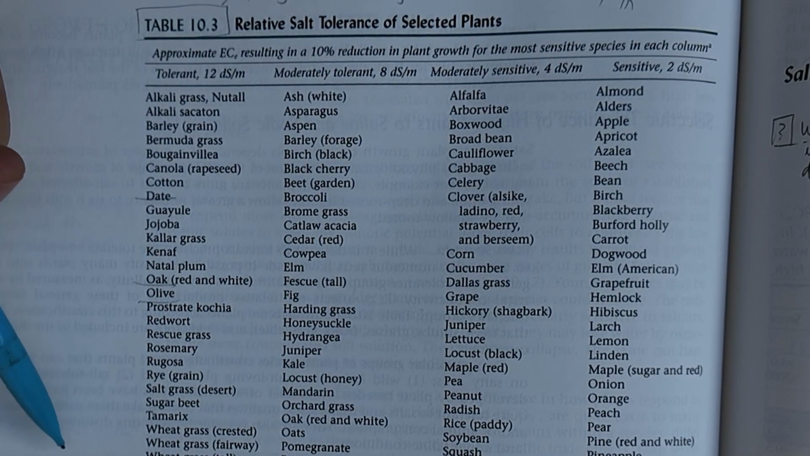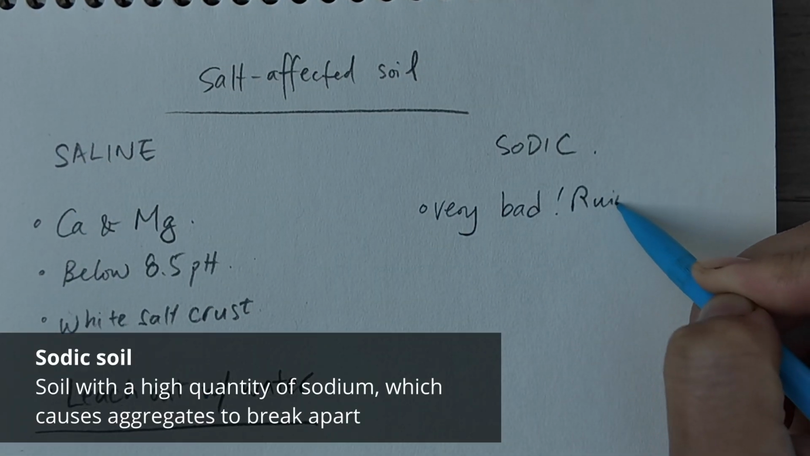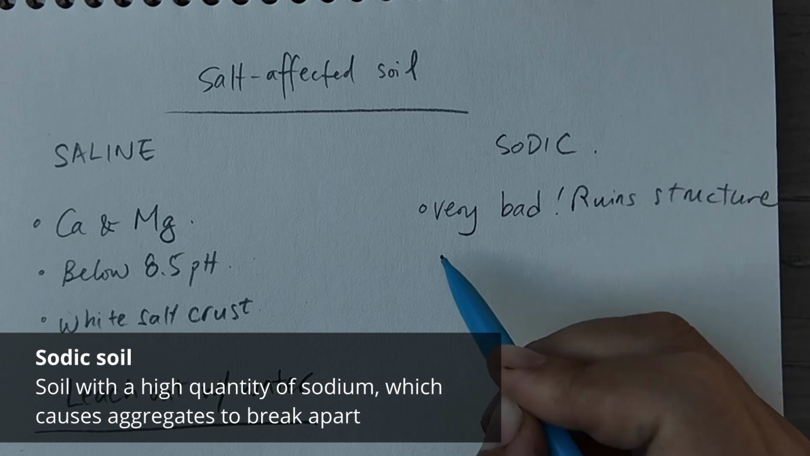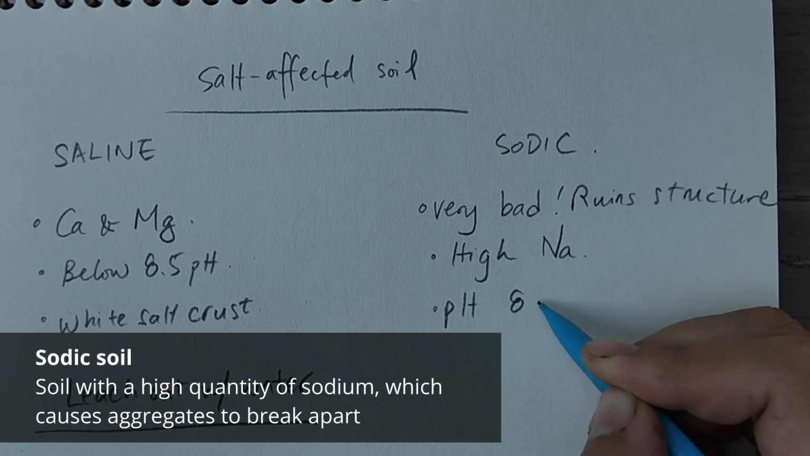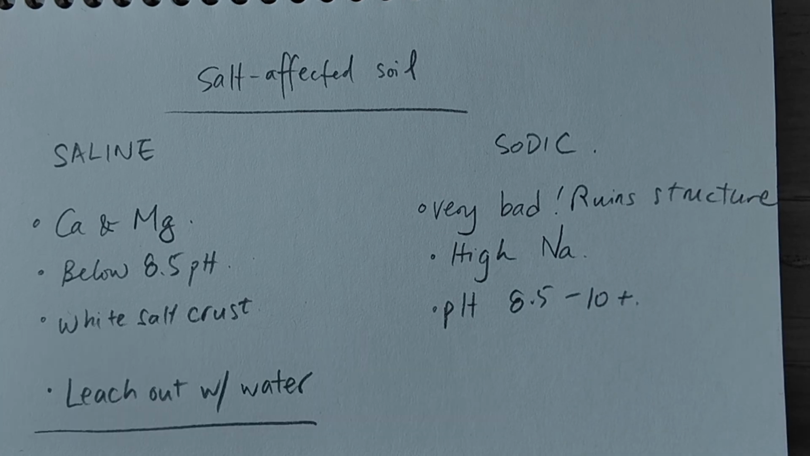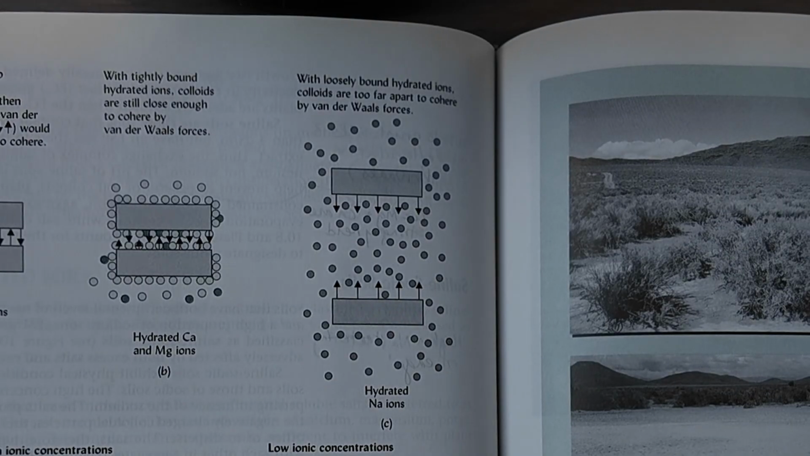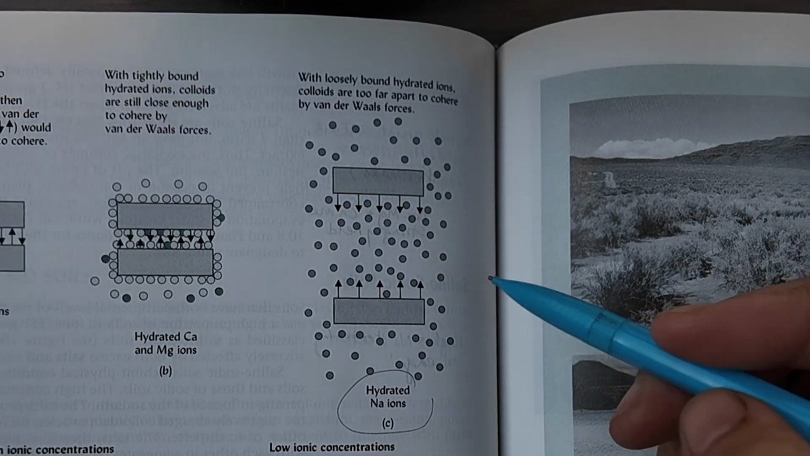The other category is sodic soils, and this is really problematic because it literally ruins the soil. It's characterized by relatively high levels of sodium, and a sodic soil will have a pH between 8.5 to 10 and maybe more. The important thing is that the sodium destroys soil structure.